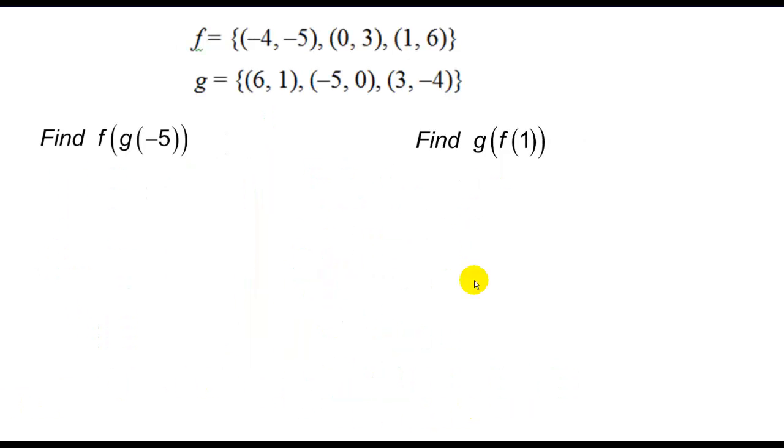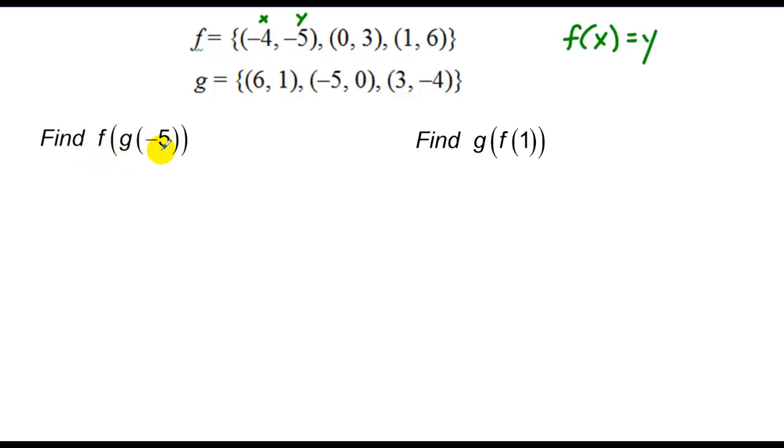So here's a little bit different spin on the compositions. We have two functions f and g, and these functions are represented by a set of points. Remember, in these set of points we have x's and y's, and we know f of x is basically the same thing as y. So these are my inputs and my outputs, and we want to find compositions.